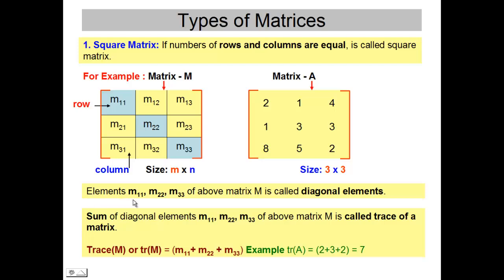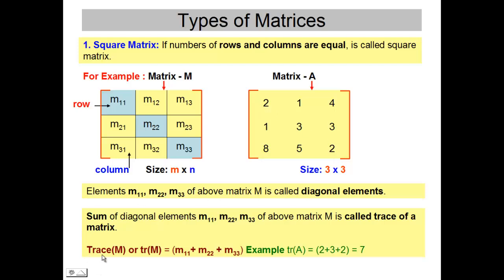Now the elements M11, M22 and M33 of above matrix are called diagonal elements. So this is called diagonal elements. So matrix A of diagonal elements is 2, 3 and 2. Now sum of diagonal elements M11, M22 and M33 of above matrix M is called trace of matrix. So sum of diagonal elements is called trace of matrix.